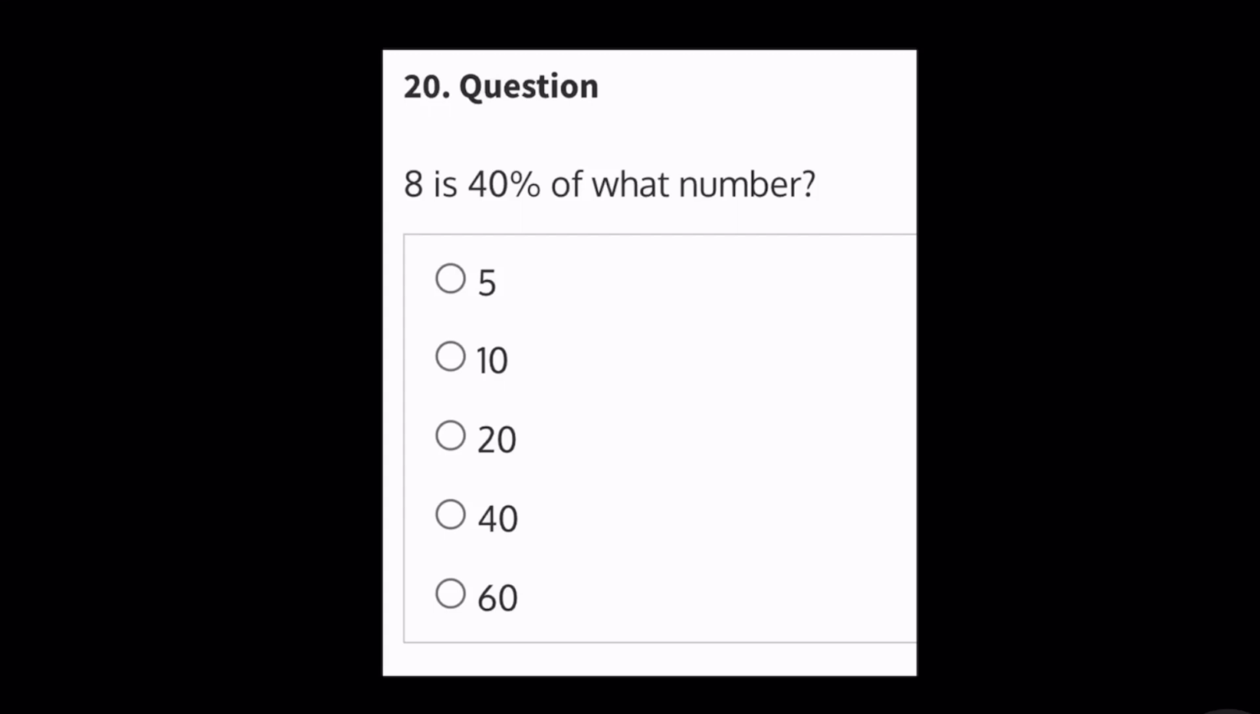8 is 40% of what number? So if we write this question out mathematically, we get that 8 equals 40% times x. Now the next step would be to isolate x and divide both sides by 40%.